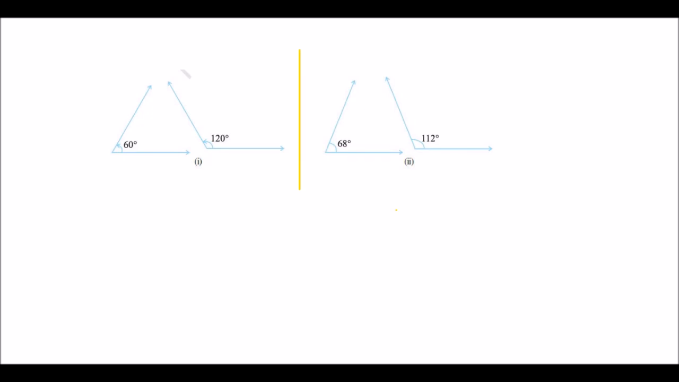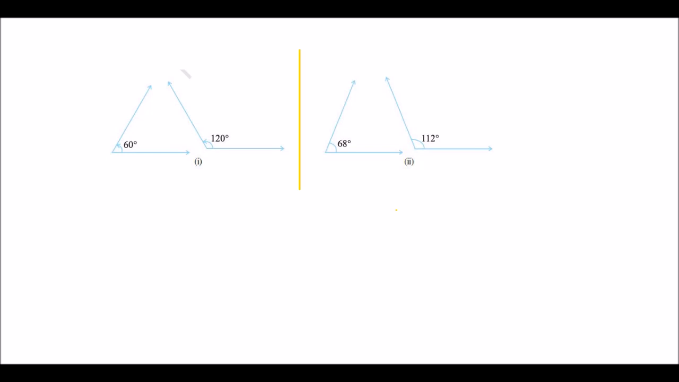Here are the examples of supplementary angles. Here 60 degree and 120 degree. This pair is a pair of supplementary angles. In the same way, 68 degree and 112 degree is making a pair of supplementary angles.